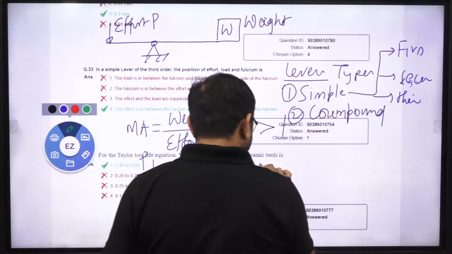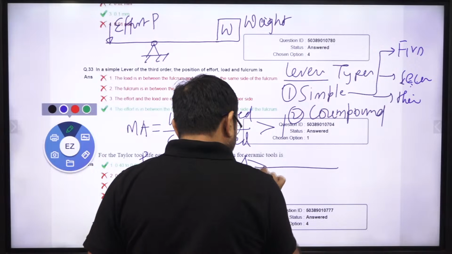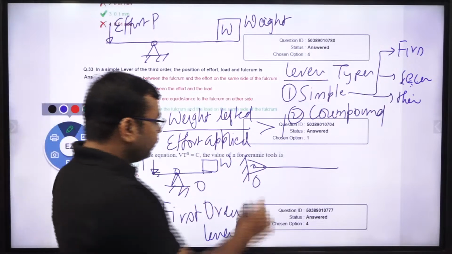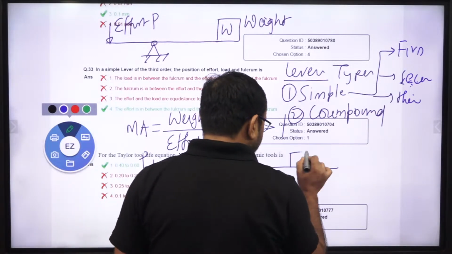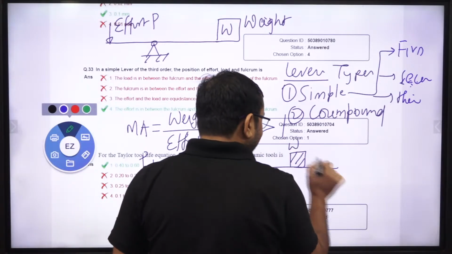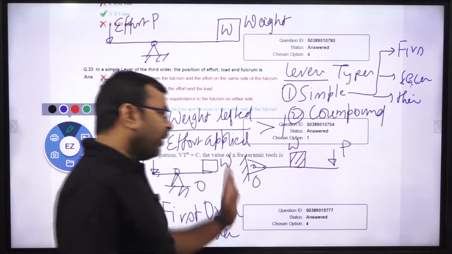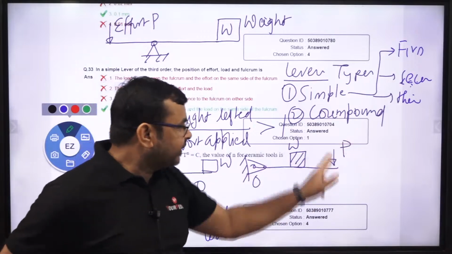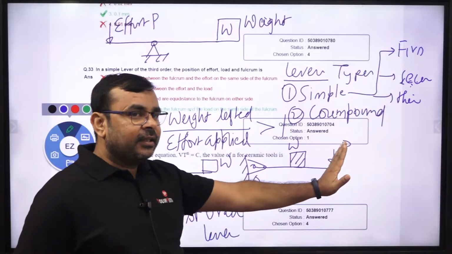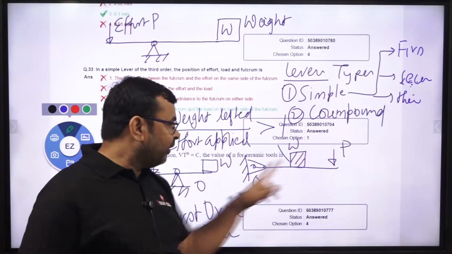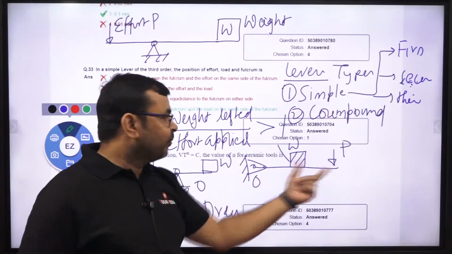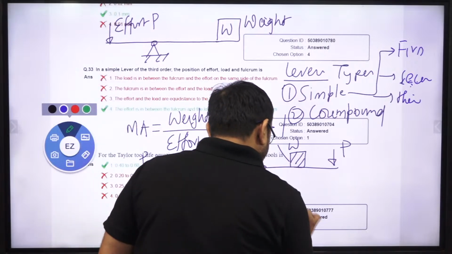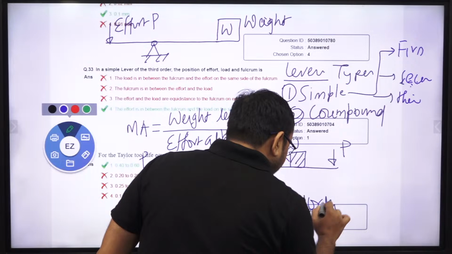Similarly, if you have a lever mechanism like this, this is your fulcrum, O is represented by the fulcrum. This is the weight which you have to lift, and this is the effort. If the effort is acting at the furthest point of the lever, and the weight lifted lies in between the fulcrum and the effort, then this is called a second order lever.